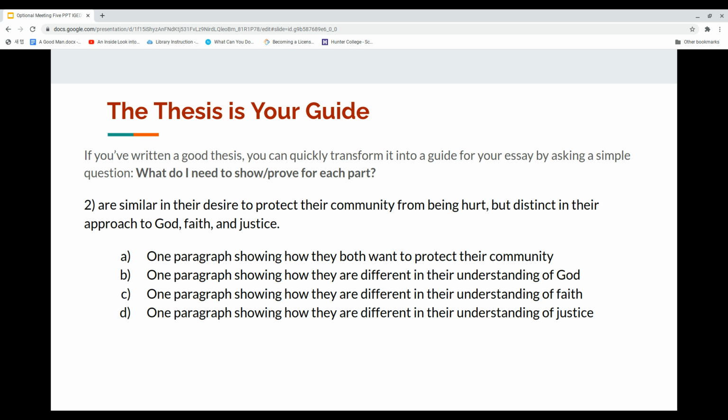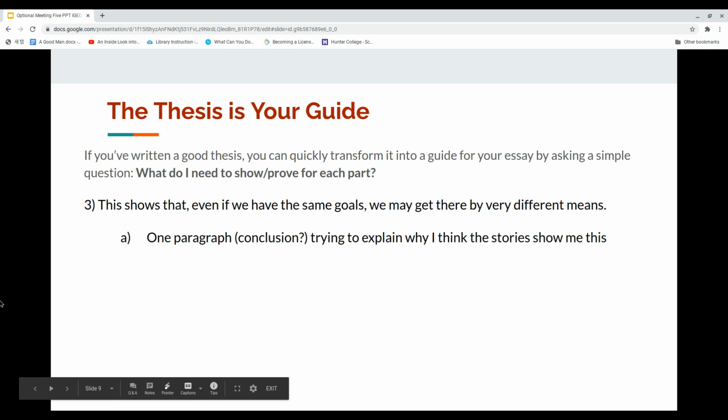So again, if we're following the thesis, this gives us a really clear pattern of development. We need 4 paragraphs. In each paragraph, we're going to compare or contrast our two characters on a single point. And then finally, we want to make this bigger claim. Even if we have the same goals, we may get there by very different means. And geez, this sounds like a conclusion to me. So this is probably going to be my final paragraph where I try to explain why I think this is what the stories show.